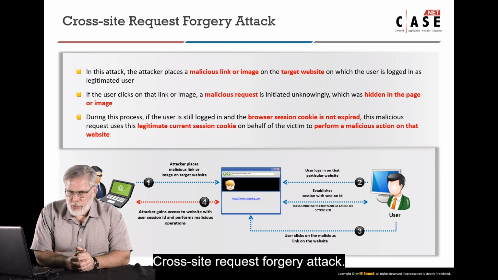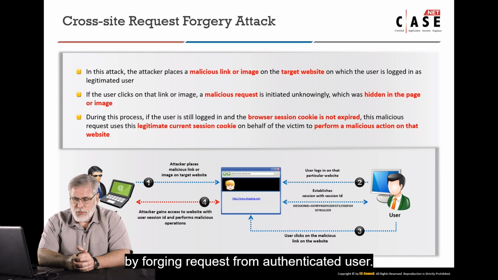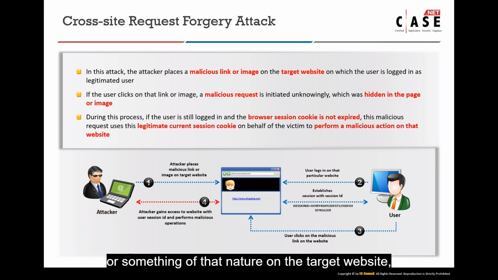Cross-site request forgery attack. This is when someone's attacking the website by forging requests from an authenticated user. They may have some malicious link or something of that nature on the target website, and the user's logged in, and so if the user clicks on that malicious link or image, a malicious request is initiated unknowingly, which was hidden in the page or image.